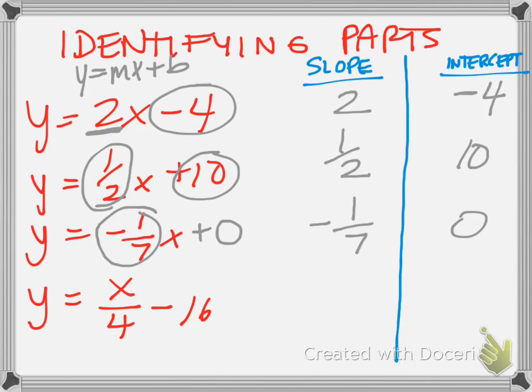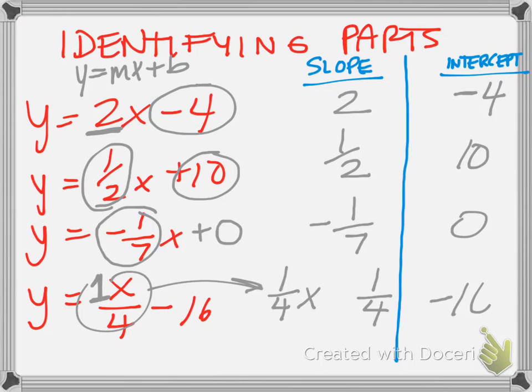The fourth one down there is tricky for kids sometimes, but in simplest form, you will see it this way. The thing you need to remember always is that we can always put a 1 in front of an x. So x over 4 would be the same as if this had said 1/4 x. So the slope is 1/4 on this one, and the y-intercept is -16. Okay, pause that, get it all down.